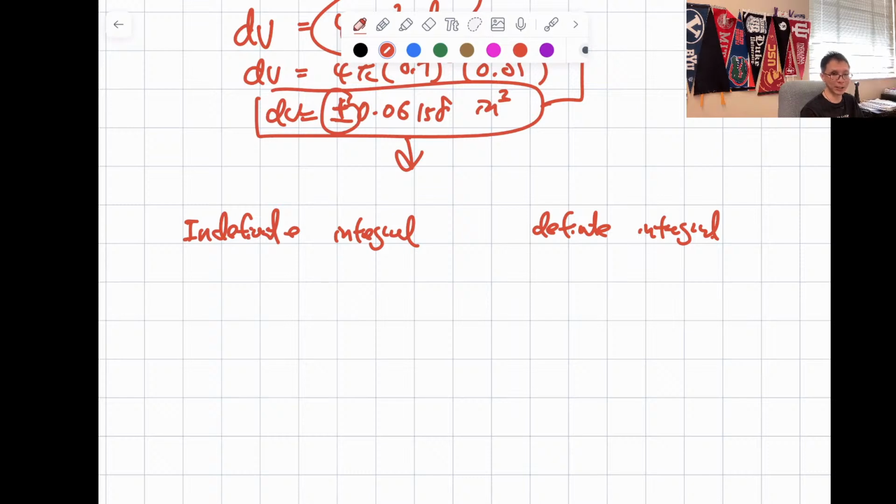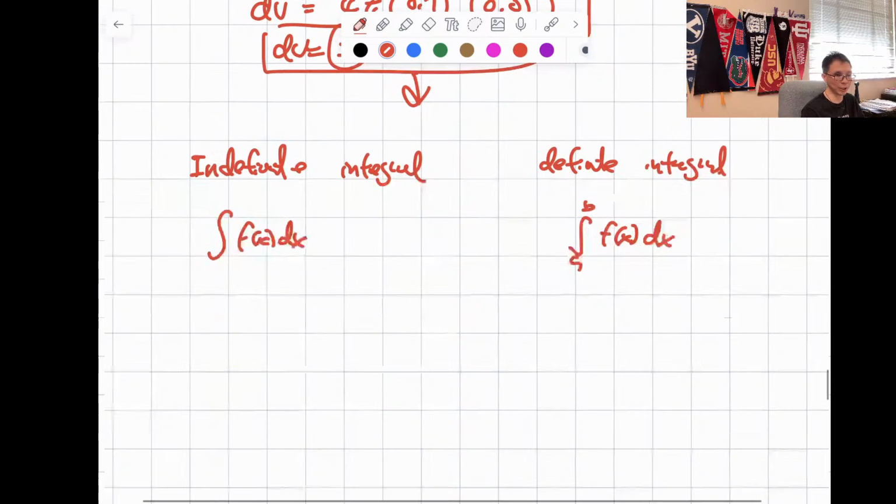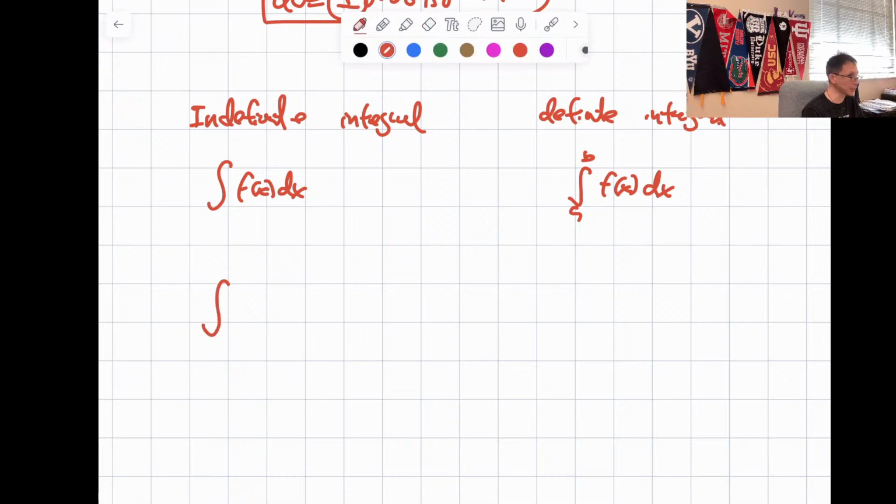One has a bound, so this is a definite integral from a to b of f of x dx, right? And this one is just f of x dx. You already learned that last year. You know how to take integration, so I'm not going to go through a whole lot. But the integration of a constant, integral of constant dx, is equal to what? Kx plus c, thank you.